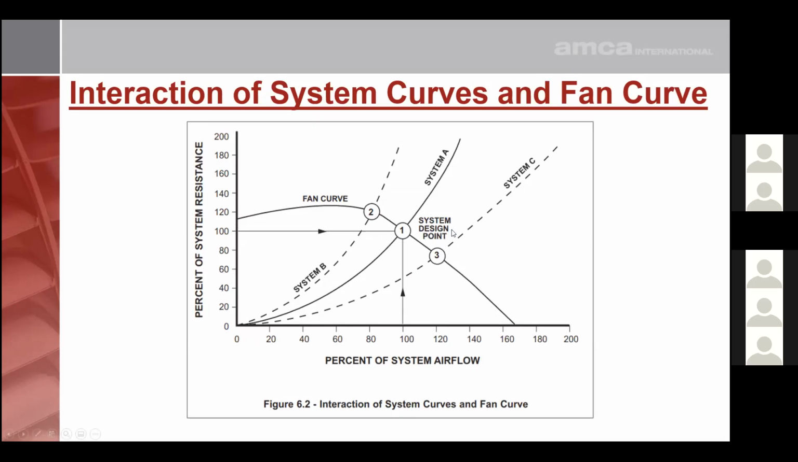And that's also why system designers often will overestimate the system resistance, so that if there is an error, rather than moving to the left of the curve into a possibly unstable area, it will move to the right of the curve and still be at a stable operating point.